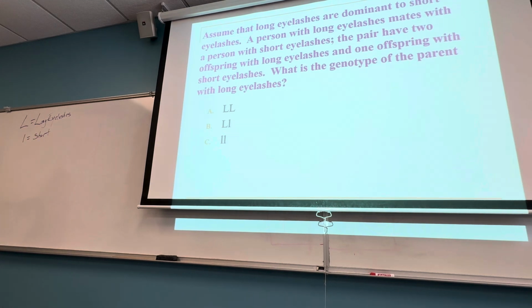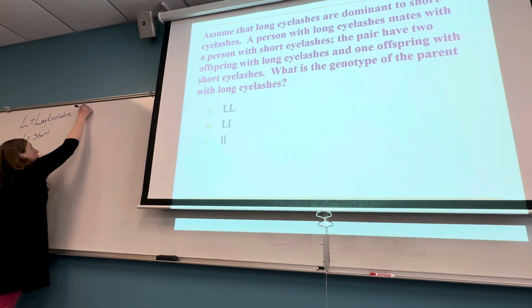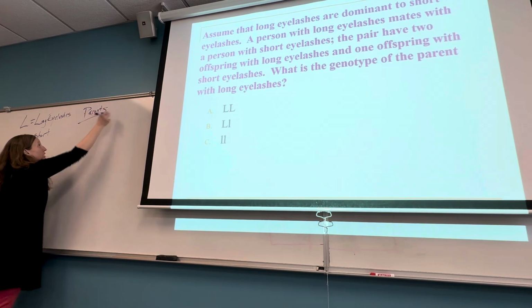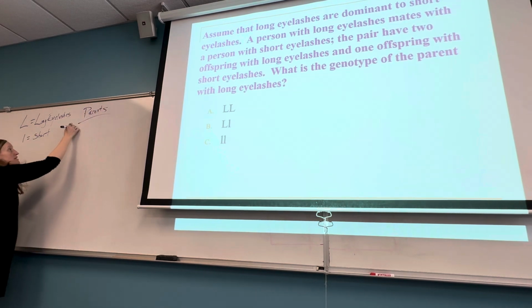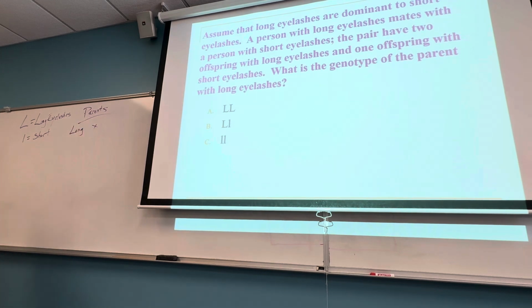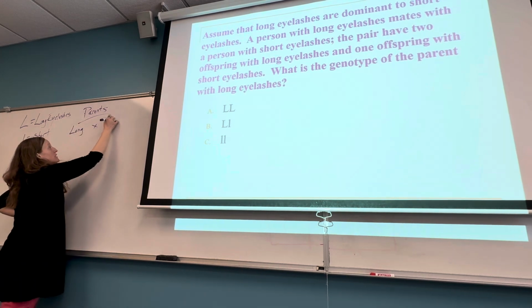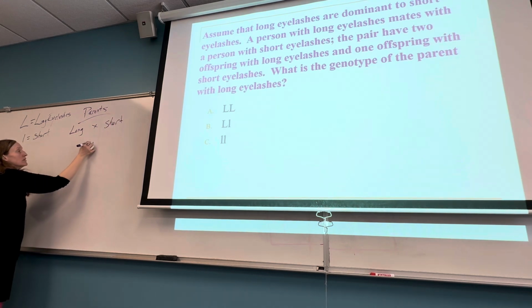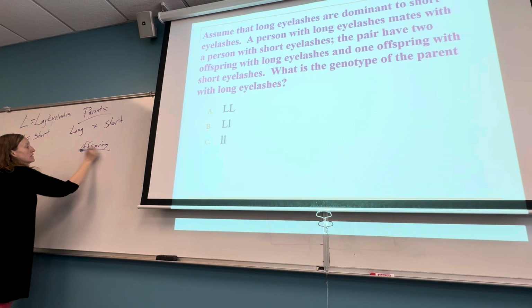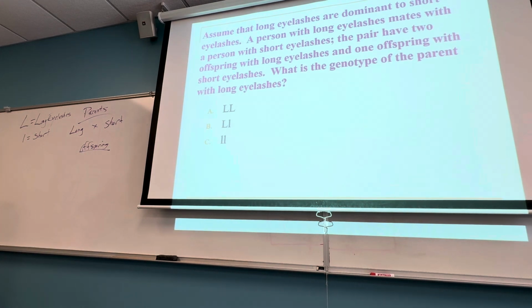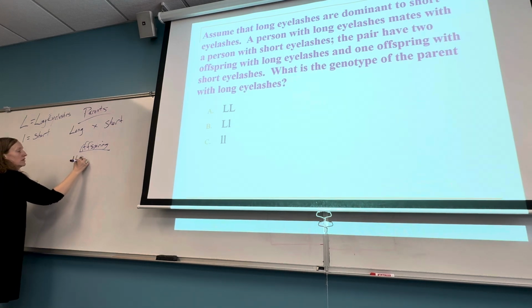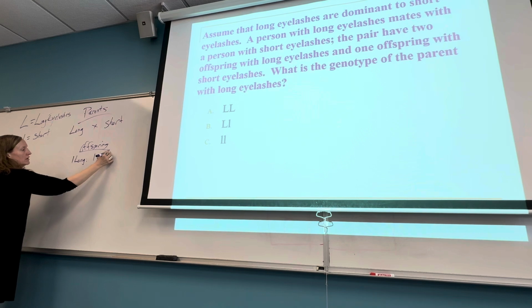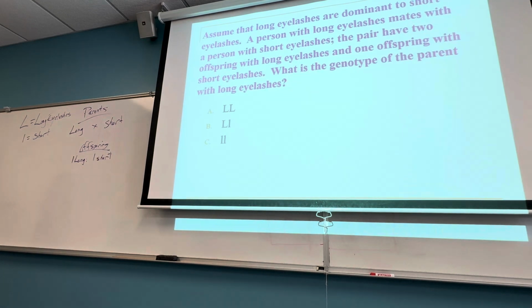So I'm going to do a capital L for long eyelashes and a little L for short eyelashes. And it tells me a person with long eyelashes, so I'm writing out my parents: a person with long eyelashes mates with a person with short eyelashes. And they have offspring. They have two, one with long eyelashes and one with short. So that's the way I would set that up.